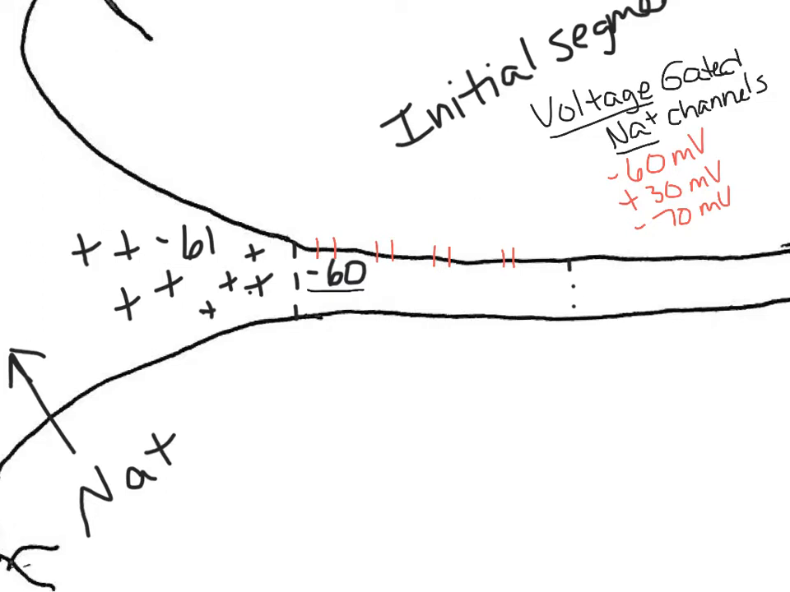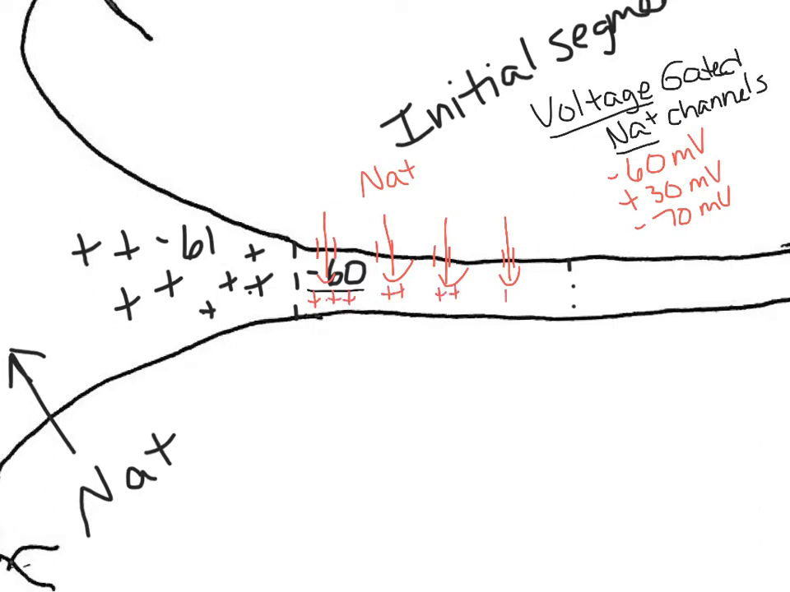So the charge hits at the initial segment, it gets as positive as negative 60, and that negative 60 charge causes all of those voltage-gated channels on that initial segment to open up. So all the sodium channels are opening up. Sodium then is going to flood into that axon hillock. Positive charges flooding in.